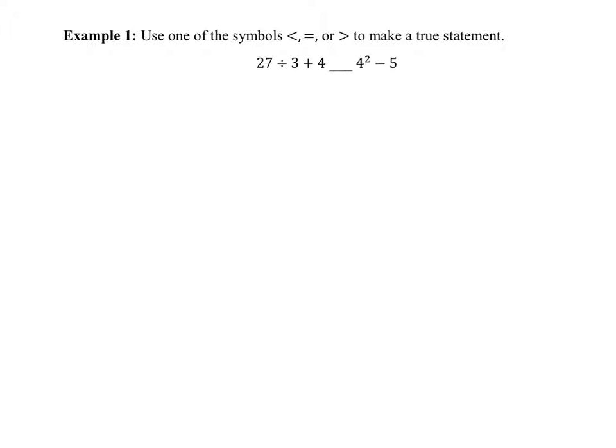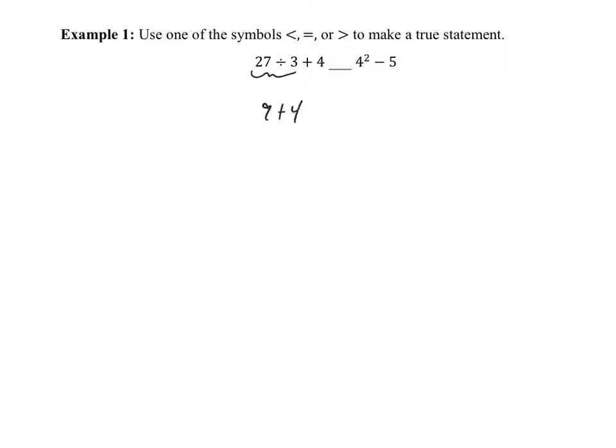So looking at this, I have 27 over 3 plus 4. Is that greater than, equal to, or less than 4 squared minus 5? Step me through it. I know you've got the answer. Go ahead. So if you solve the one on the left of the blank first, 27 divided by 3 is 9. Mm-hmm. Plus 4 is 13. Very good. And the other side is the square root of 4, which is... not square root of 4. Square.